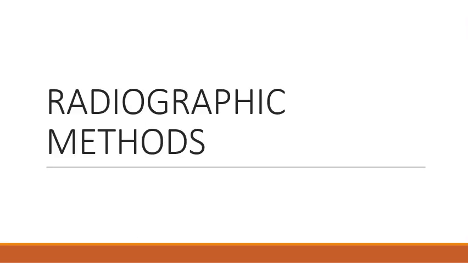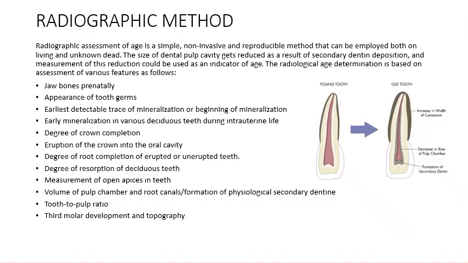Next, we move on to radiographic methods of age estimation. Radiographic assessment of age is a simple, non-invasive, and reproducible method that can be employed both on living and dead people. So, this is an advantage of this method. The principle is that the size of the dental pulp cavity reduces as a result of secondary dentin deposition, and the measurement of this reduction could be used as an indicator of age.